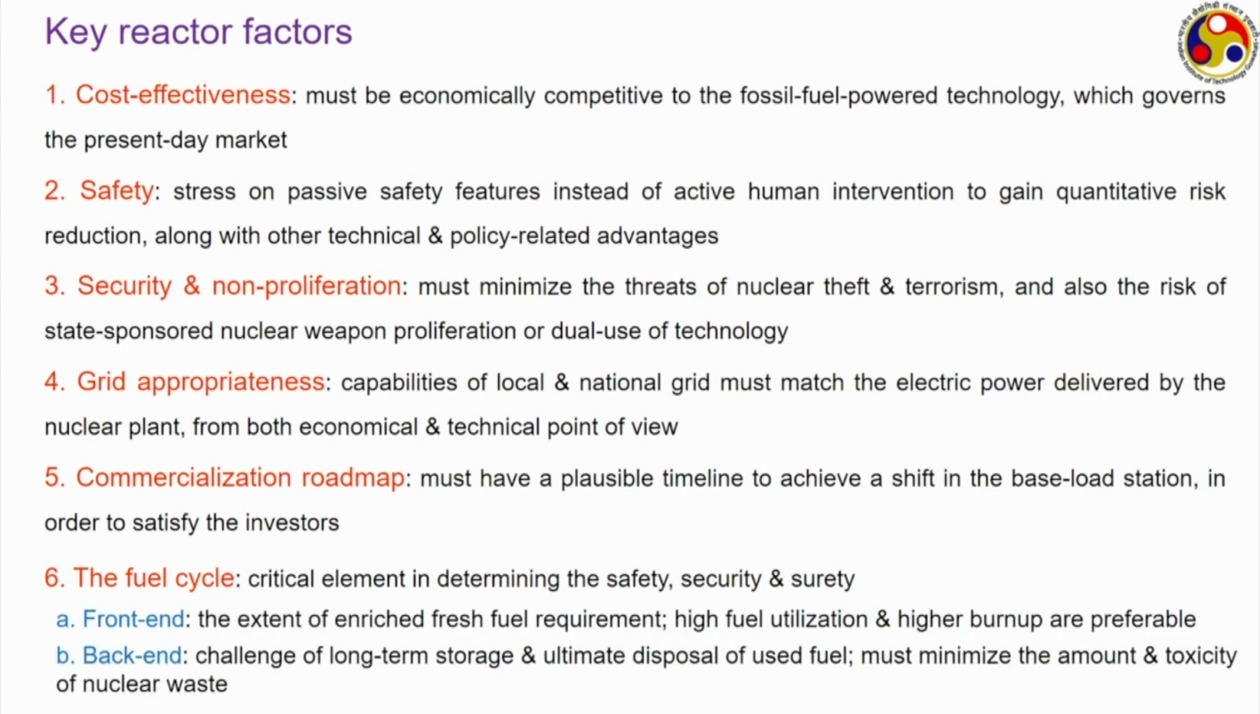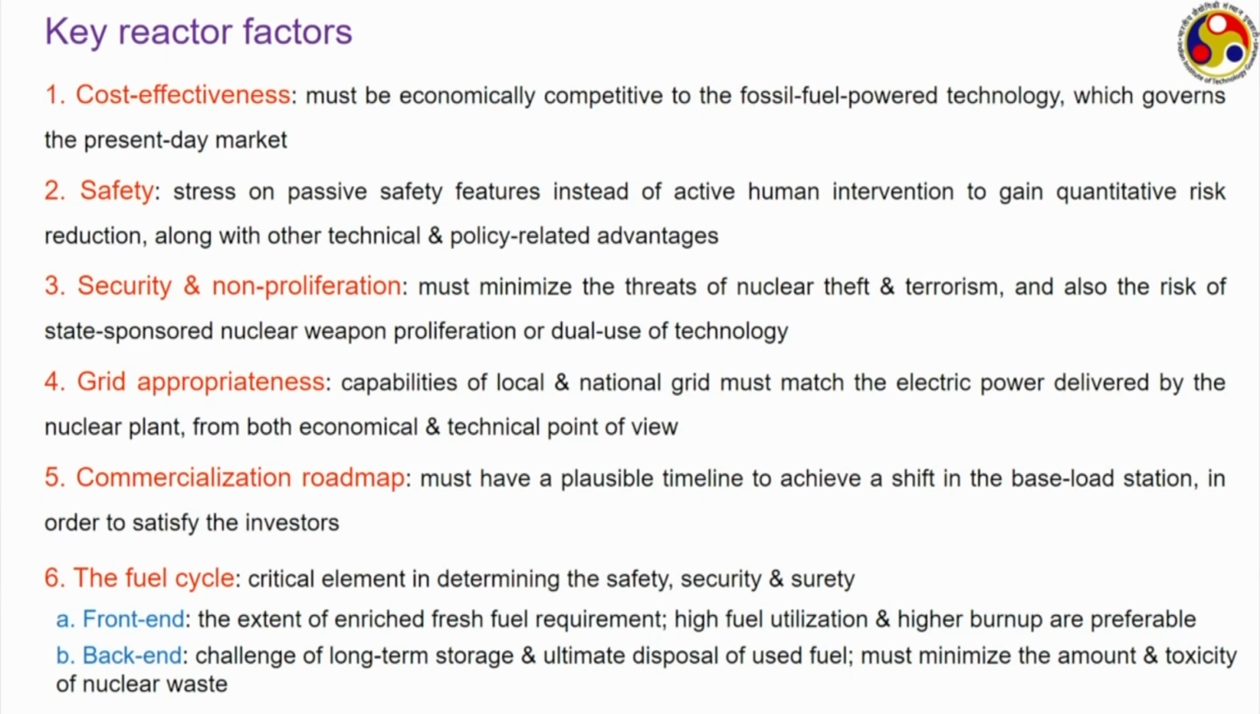Front end is the initial fuel preparation part, associated with the entire mining process of uranium, then transportation and refinement of that uranium, the amount of enrichment that we need to put into the fresh fuel if we are at all going to use some enriched fuel, then the rate of fuel utilization. The fuel should be properly utilized, or the rate should be high, so that we can minimize the amount of waste production, and also we can get a higher burn up, higher yield from a given quantity of fuel. That comes under the front end.